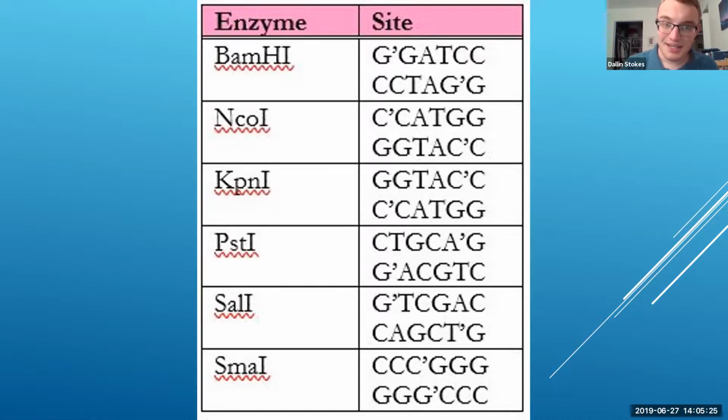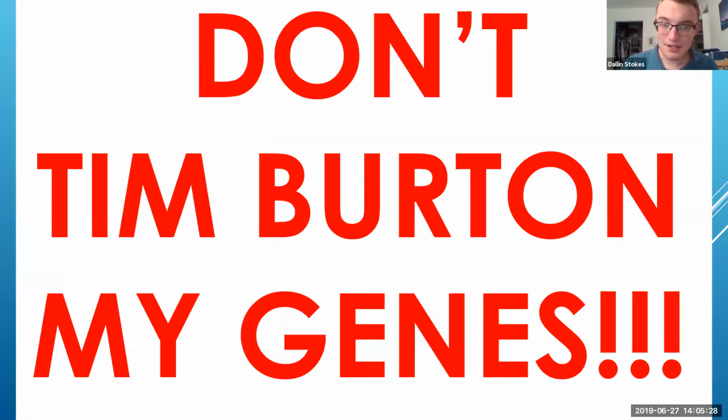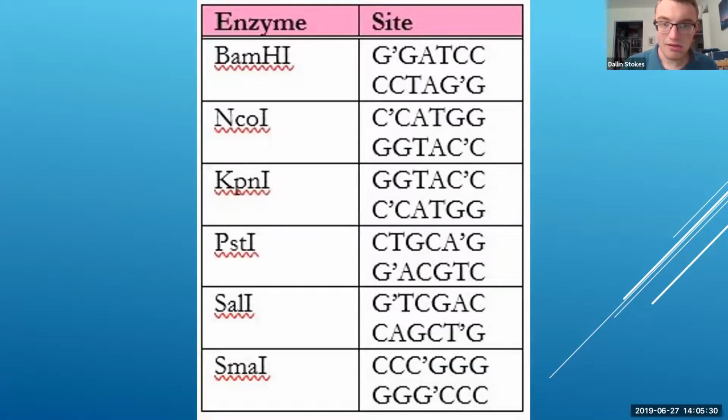Well, that means that when you cut it, you end up with a zigzag pattern here, where it cuts through the sugar phosphate backbone, comes across the hydrogen bonds in the middle, and then back down again. That gives you almost like a puzzle piece effect with 4 bases hanging out. We call that sticky ends.